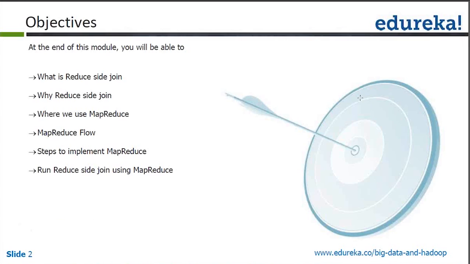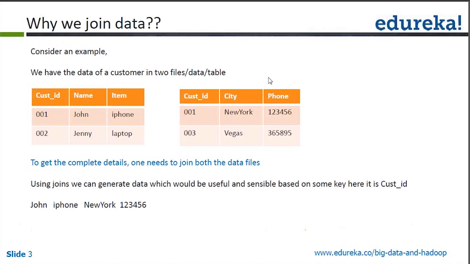The objective for today is to understand what a reduce side join is, why reduce side join is important, and where we actually use MapReduce, followed by a quick walkthrough of the MapReduce workflow. After that, I'll talk about the steps involved in implementing a MapReduce program. Finally, we will also go through an example program to implement the reduce side joins, folks. Does that sound like a good plan? Let's move on then.